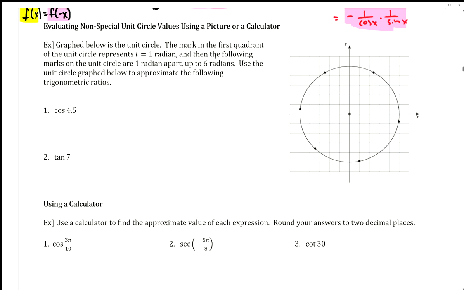Hi everyone, and welcome to our video on evaluating non-special unit circle values using a picture or a calculator. This one will be just the picture part, and then we'll do the calculator in another one.